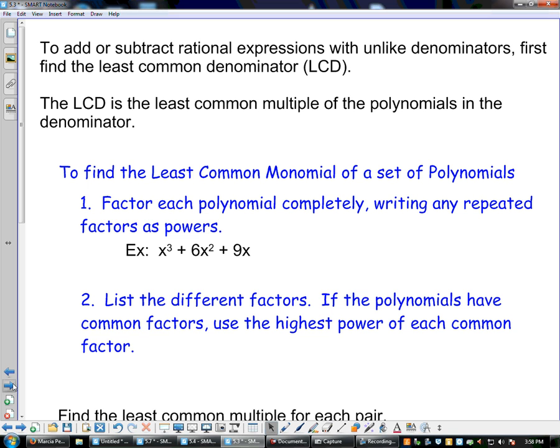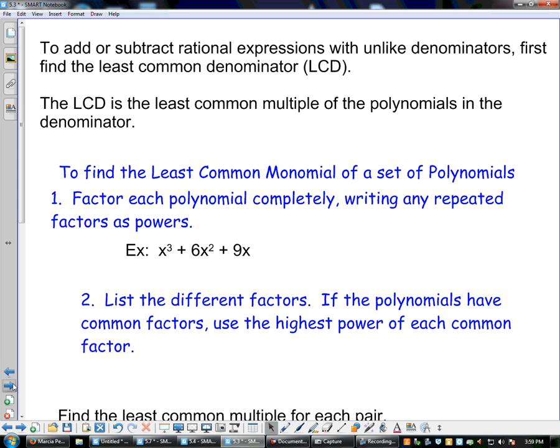All right, so if we're going to add and subtract rational expressions with unlike denominators, you're going to first want to find the least common denominator. We'll abbreviate that LCD. So the least common denominator is the least common multiple of the polynomials in the denominator. So to find the least common multiple of a set of polynomials, you're going to factor each polynomial completely, writing any repeated factors as powers.